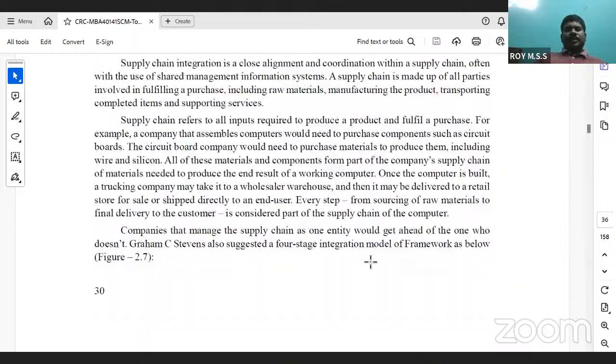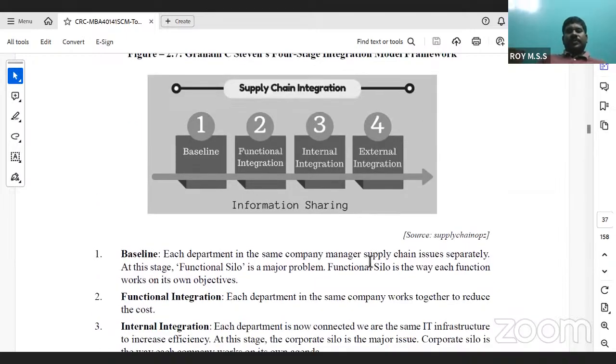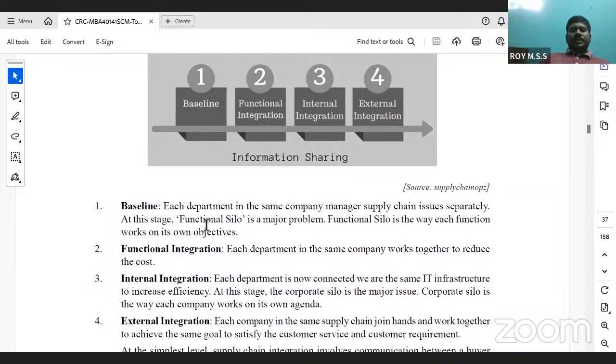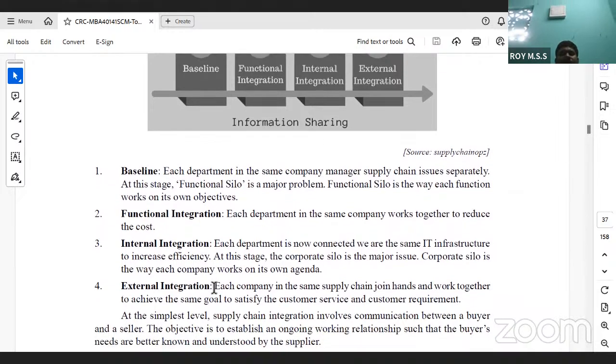Now, integration. What does integration mean? Integrating all the functions into the supply chain is very, very important. There are four things: baseline, functional integration, internal integration, and external integration. At the baseline stage, functional silo is a major problem. Functional silo is the way each function works on its own. In functional integration, each department in the same company works together to reduce the cost. Internal, again, each department is now connected via the same IT infrastructure and other things. External, they can join hands with the same goal to satisfy the customer service and customer requirement.